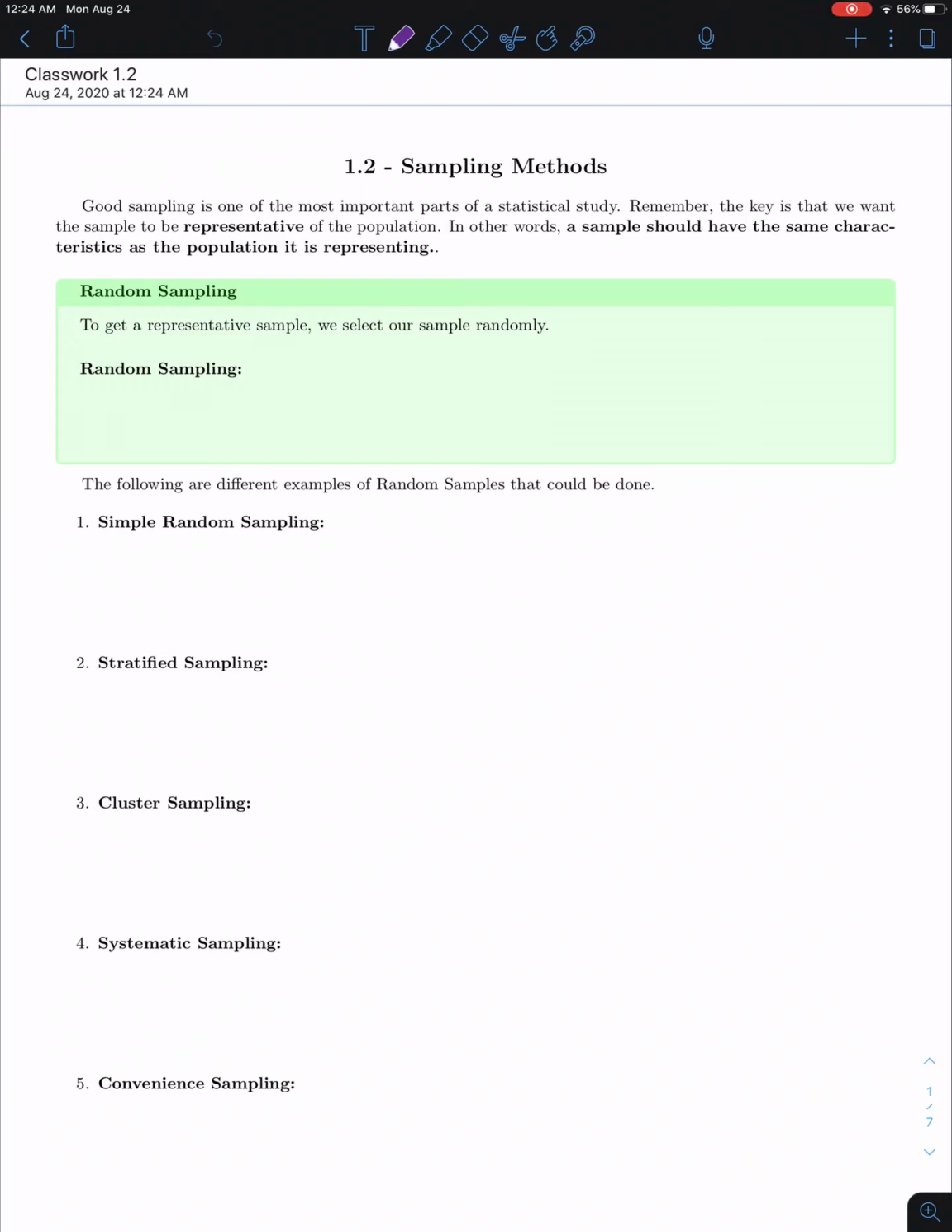So how did 1.1 go? Hopefully everybody was able to work through those different practice problems and get some good answers. So in 1.2, we're talking about some different kinds of sampling methods.